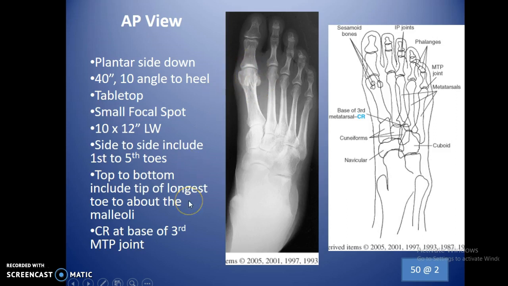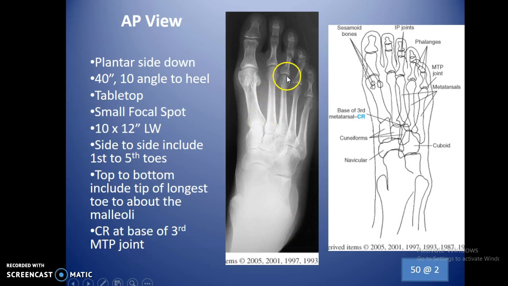Top to bottom, include the tip of the longest bone to about the malleoli. So usually it's the first toe, sometimes it's the second toe. You want to get down to the malleoli, which are these little edge parts of the tibia and the fibula towards the outside. Central ray is basically going to be the base of the third MTP joint.